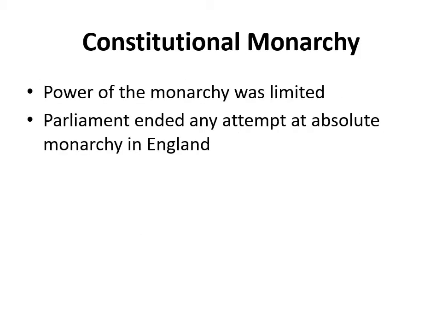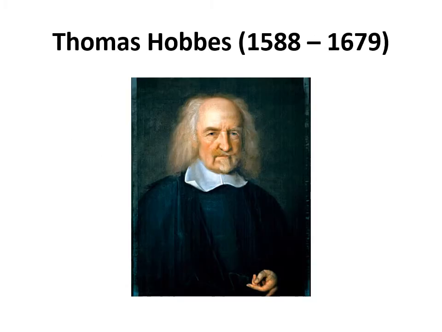So the results of the Glorious Revolution were that the power of the monarchy was limited, and that it occurred without bloodshed. Parliament ended any attempt at absolute monarchy in England, and a new form of government was created, a constitutional monarchy. And this is a system of government that was unique for its time. And a century later, it's going to spawn dozens of imitators. This is the type of government in the next century that everybody's going to want. So we have these two types of government: absolute monarchy, constitutional monarchy.